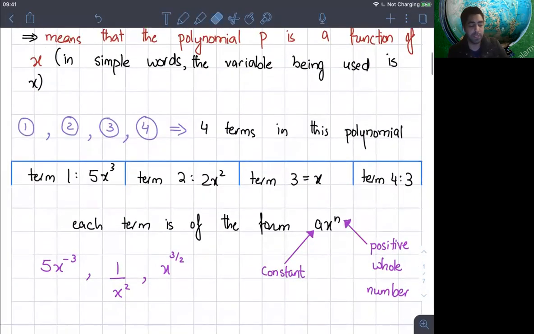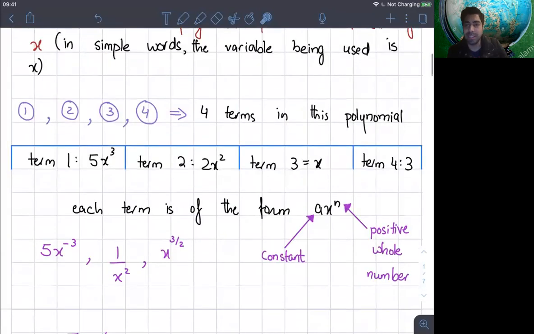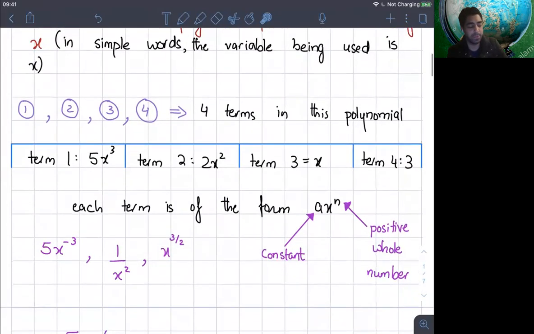And we've already talked about this part right here, that there are 4 terms in this polynomial. Let's move on. The first term, what does a term actually mean? Well, you see, they've been underlined right here. This is the first term, then 2x squared is the second, x is third, and then 3 is the 4th term. And again, those have been broken down right here for you, term 1, 2, 3, and 4. And each term is of the form a times x to the power n.